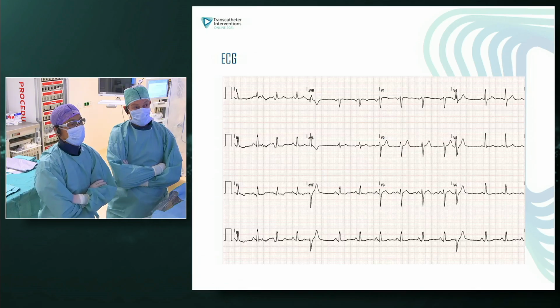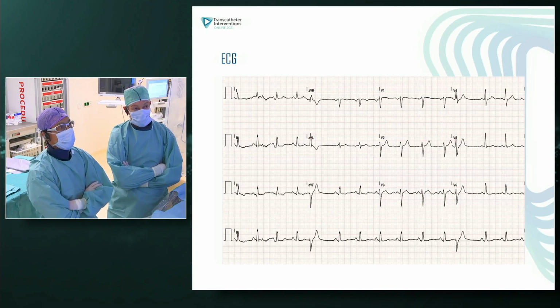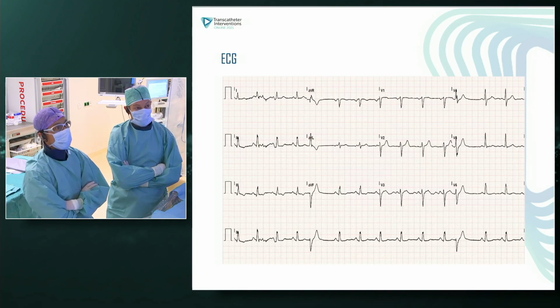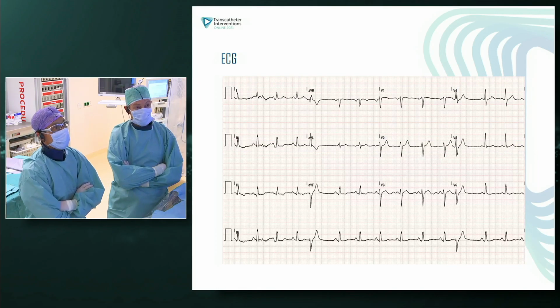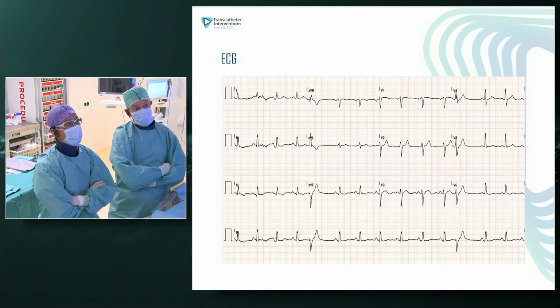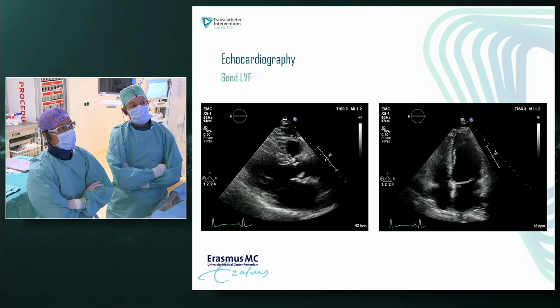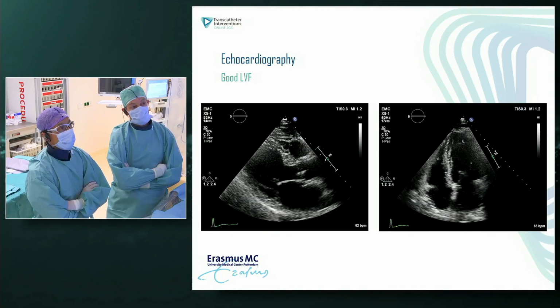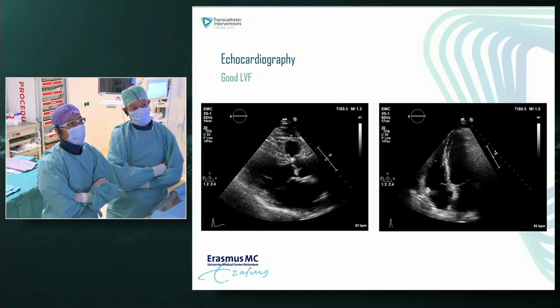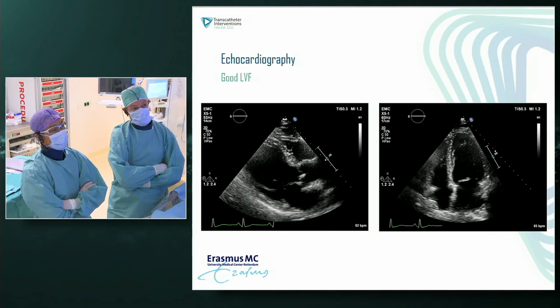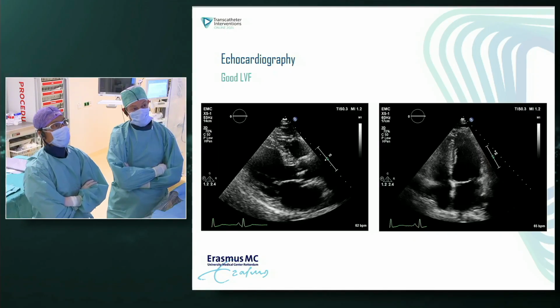Next slide, please. So this is the EKG, which is quite unremarkable. He has some extras, a negative T in 3 and some small Qs. Next slide. So this is the echocardiography, which shows quite a good LV function, maybe some depressed function inferior, infralateral.